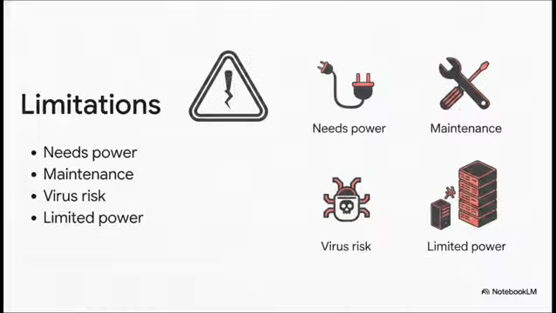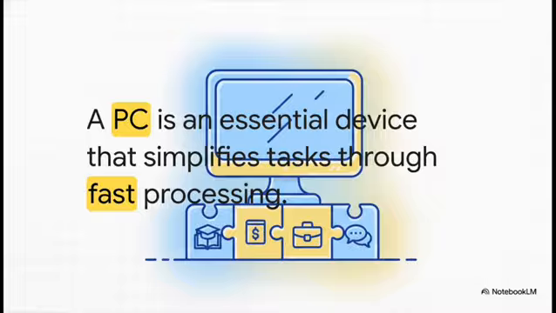And finally, while they are super fast, they do have limited processing power when you compare them to the massive supercomputers used by large institutions and governments. So, to wrap up the informational part of our explainer today, a personal computer is an absolutely essential modern device. It simplifies our daily tasks through fast and accurate data processing. It plays a major role in education, business, and communication, making it a true cornerstone of modern life.